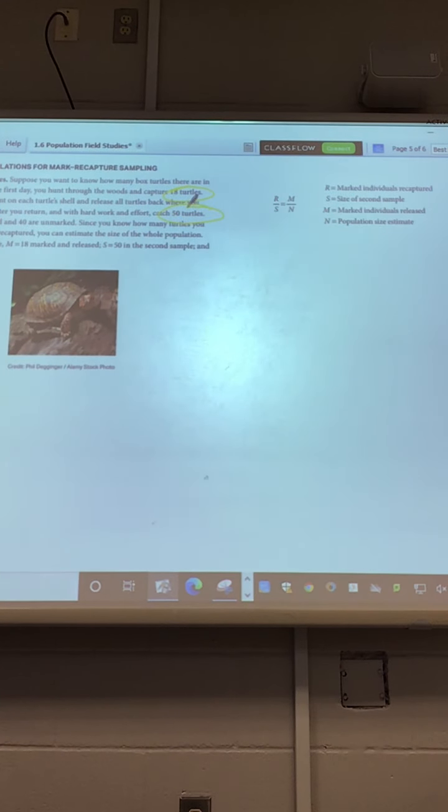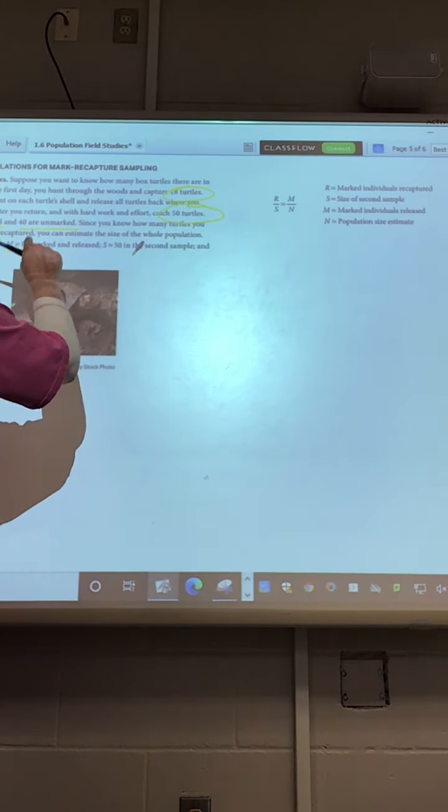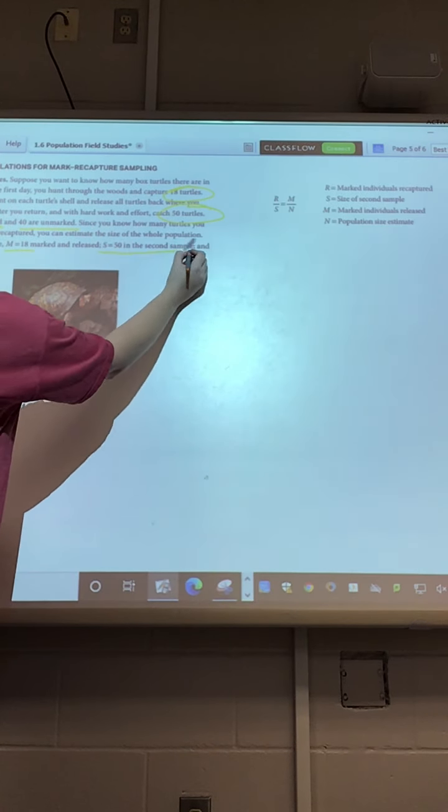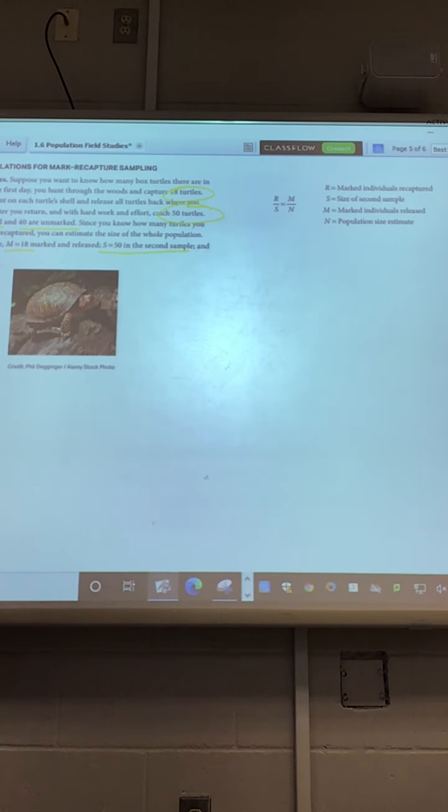Oh my. Of these, 10 are marked, 40 are unmarked. Since you know how many turtles you marked, sampled, and recaptured, you can estimate the size of the whole population instead of going through and capturing every single turtle in the entire park. And if you don't mark them, you won't know which ones you already caught, so you'll just be recapturing. All right, so by the definitions above, M is 18, because that's how many you caught the first time. S is 50, that's your second sample, and R is 10 recaptures.